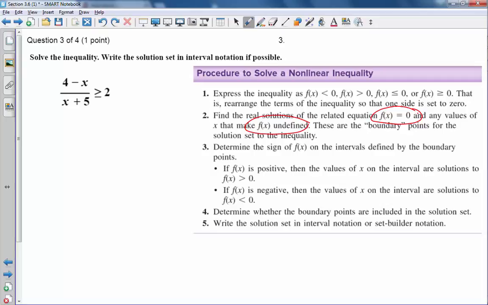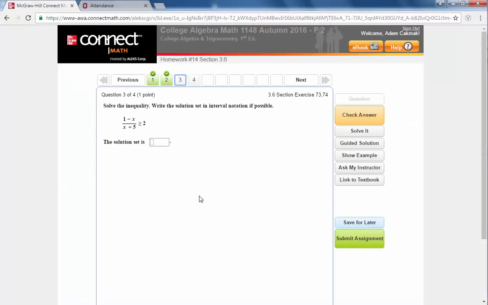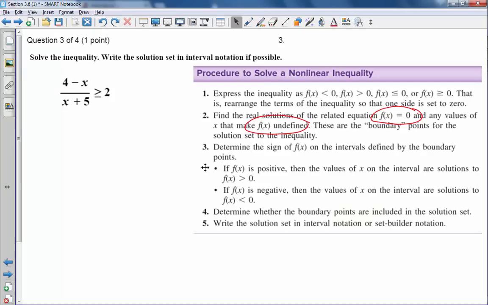What homework question? Oh yeah, thanks for reminding. Is it the same? No, thanks. 1 minus x, x plus 5, 2. Oh, it's almost the same. This is 1, right?